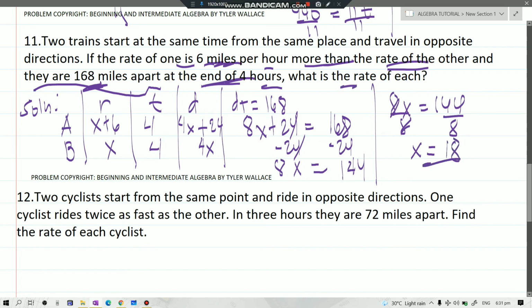And ang tinatanong, ano yung rate ng kada isa? So, rate, so for A, that is 24 miles per hour. And for the train B, so we have 18 miles per hour. Okay? So, yun yung sagot natin.